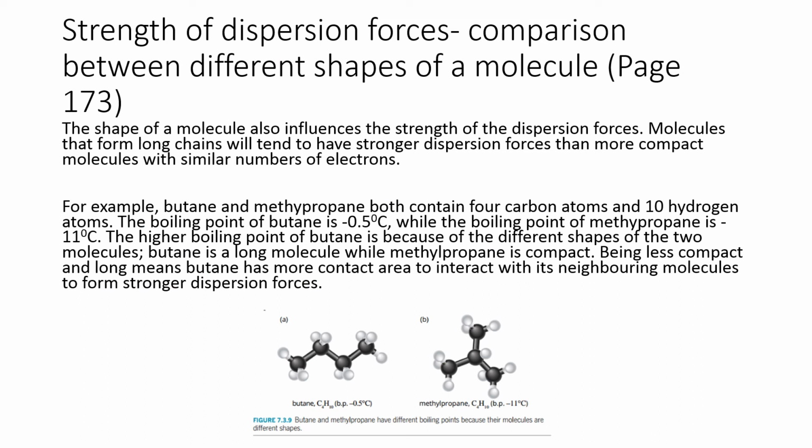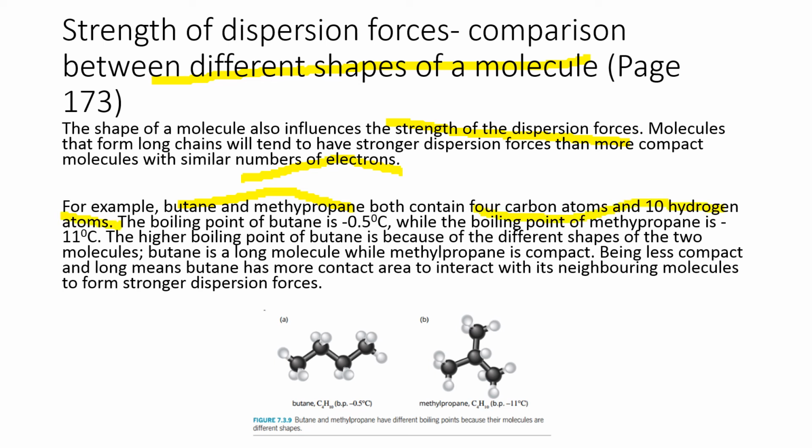Alright, different shapes of molecules also play a role in the strength of dispersion forces. Molecules that form long chains will tend to have stronger dispersion forces than more compact molecules with a similar number of electrons. Let's say we are comparing butane and methylpropane. Both of them have the same number of electrons because they have the same number of carbon and hydrogen atoms. So this is C4H10, C4H10. We'll talk more about hydrocarbons in the next few lessons. Essentially, butane and methylpropane, even though both are C4H10, contain 4 carbon atoms and 10 hydrogen atoms.